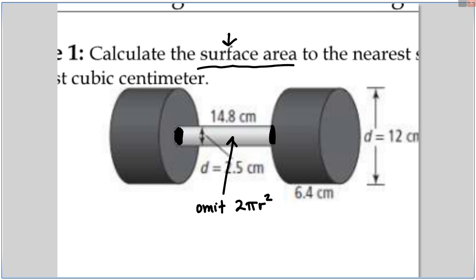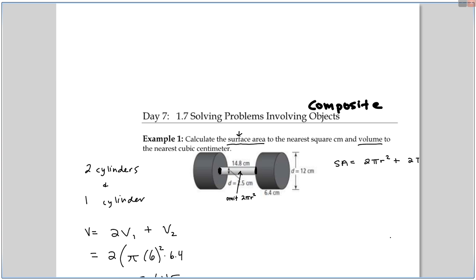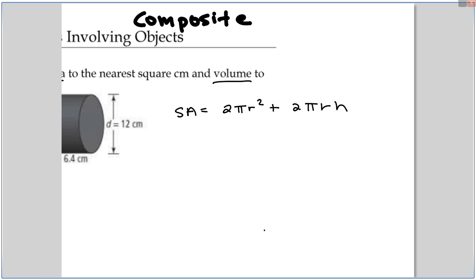Does that make sense? Anybody? Why would I omit the two circles there? Anybody have any issues with that? You understand it? Because you cannot see them. They're not on the surface. So the surface area of this object in the middle, I only need to use this guy. It's just the label. Okay?